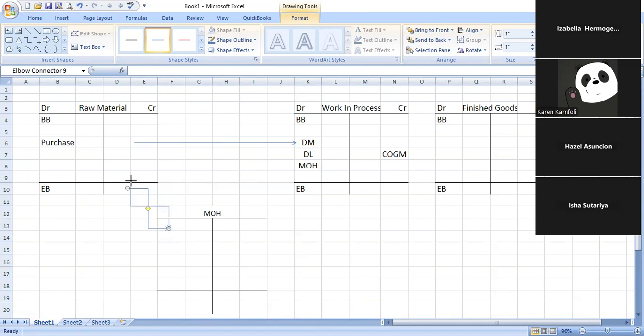Let me see how I can grab this one and stretch it. I don't want to do it this way. That changed my picture. I wanted to do it this way. So let's see if I can stretch it.